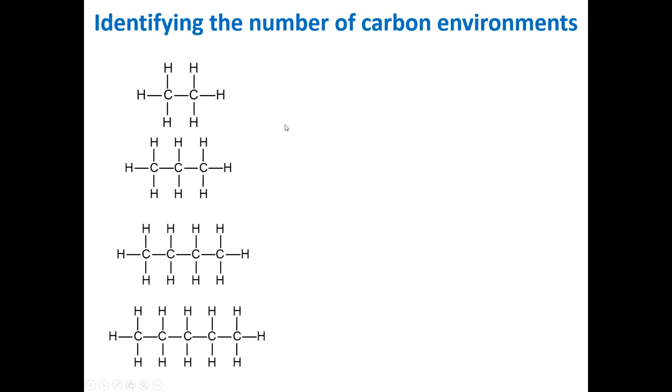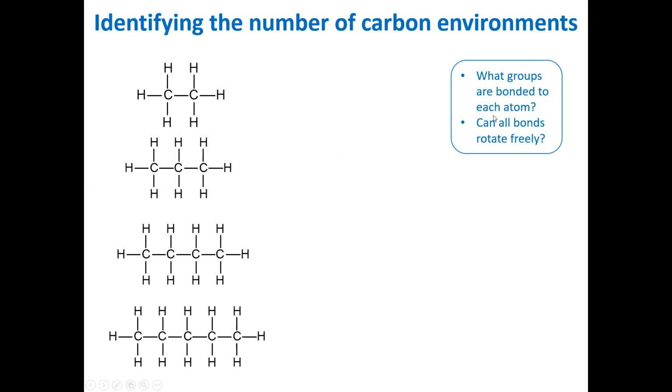And one of the easiest ways is to ask yourself two questions. Can all the bonds rotate freely? So in other words, are they single bonds? Because double bonds can't. And so they're slightly different, and we'll have an example of that later. And what groups are bonded to each atom?